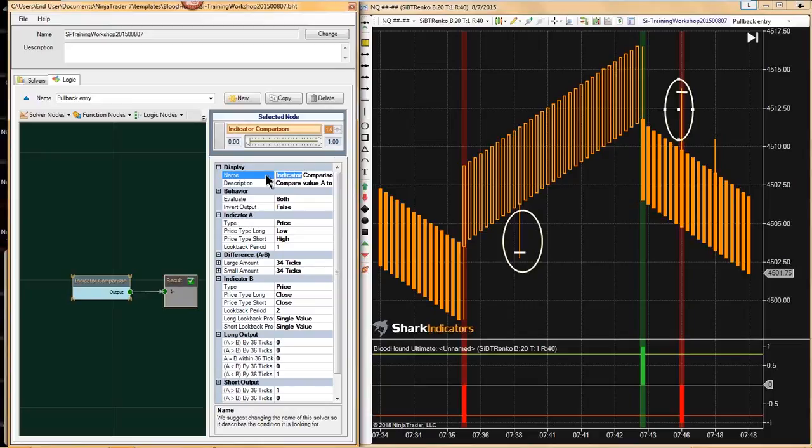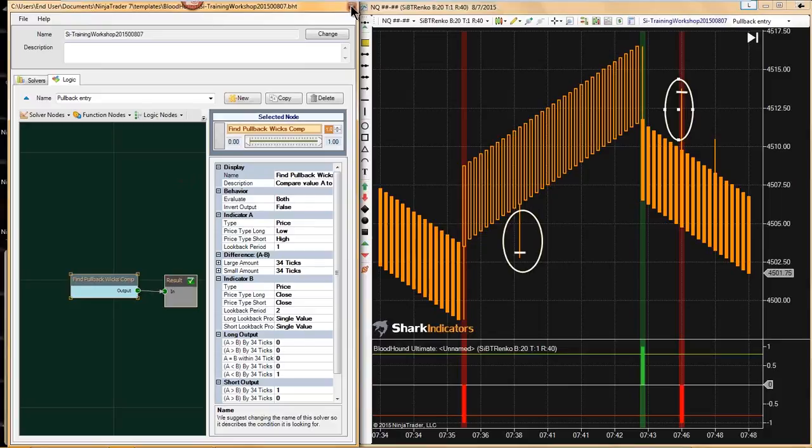Alright, so let me name this solver before I get going too far. So I'll just call this a wick pullback. Alright, some kind of name like that. So this solver's finding pullback wicks. And essentially that's it. Very simple system.